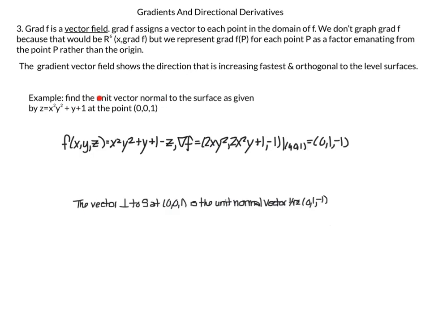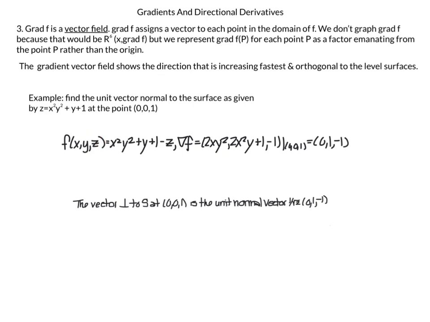Now we can go back to our original question. Find the unit vector normal to the surface given by this at the point (0, 0, 1). So the idea is the unit vector normal to the surface. If we had a level curve or level surface, that would be where there's no change, and then the gradient will give us the perpendicular.